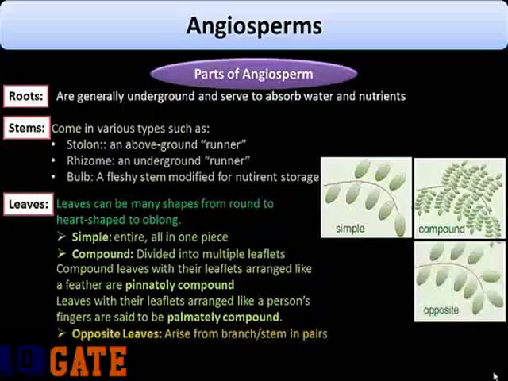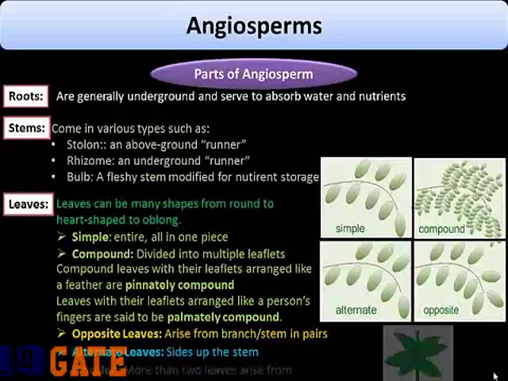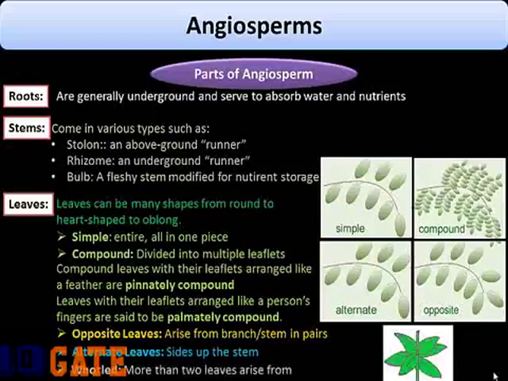The leaves can be in the opposite arrangement, which arise from branch stems in pairs as shown in the figure, or it can be alternate with each other going up the stem. The leaves can also be whorled, where more than two leaves arise from the same place on the stem.